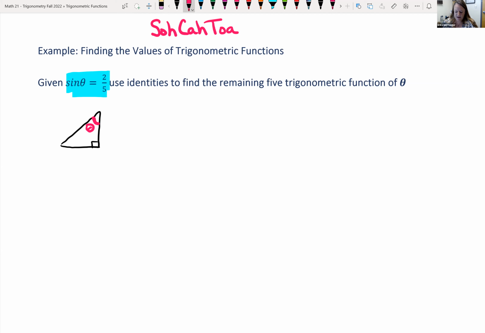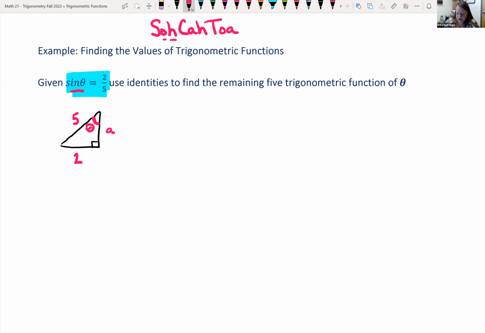So sine is opposite over hypotenuse. So we have 2 in our numerator. That's the opposite side of theta. So going opposite of theta, this base of the triangle is 2, and the hypotenuse is 5. So we need to figure out what the adjacent side is of theta in this case.